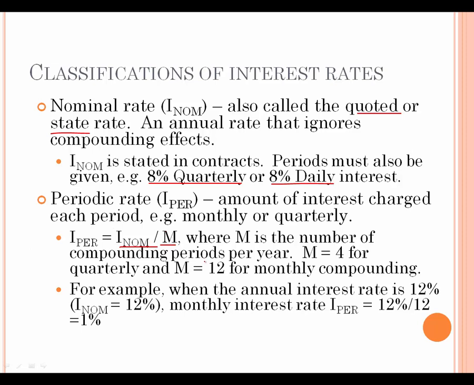So that's why we say if the annual interest rate is 12%, then each month the interest rate will be 12% divided by 12, which is 1% per month. So when we say 12% monthly, it doesn't mean 12% every month. It means 12% for the whole year and then 1% each month.